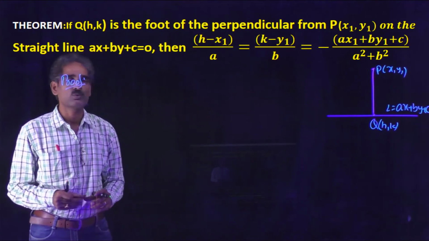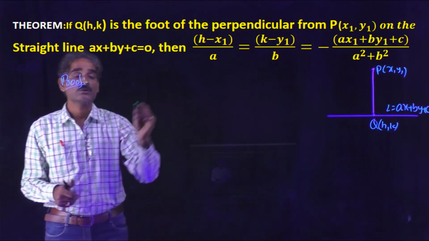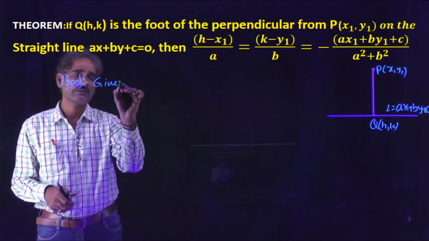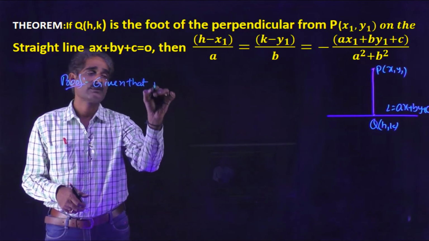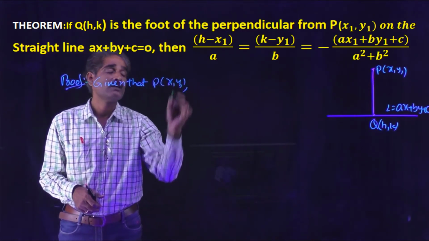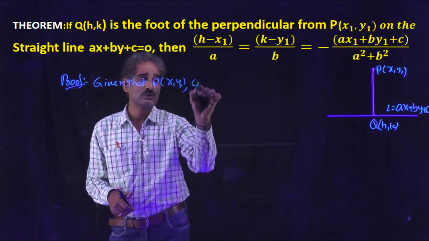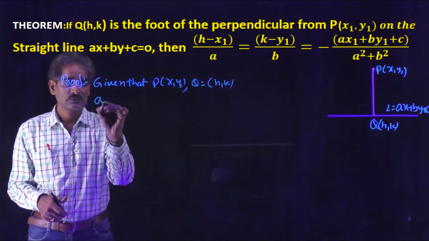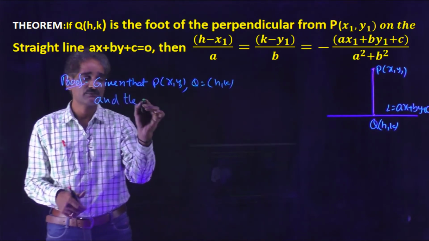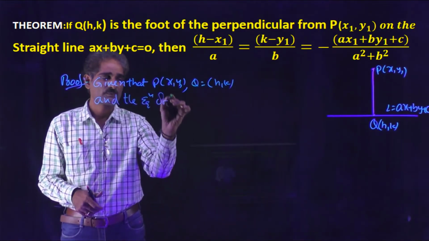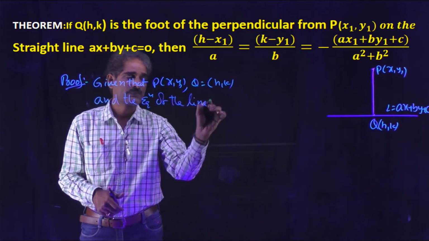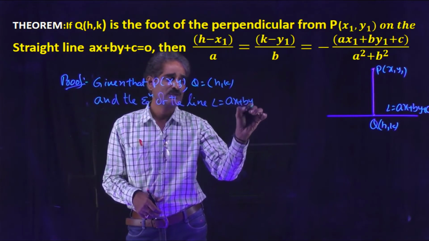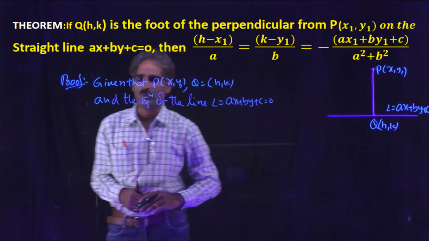So now come to the proof. What is the given data? Given that P(x1, y1) and the foot of the perpendicular from P on the line is Q = (h, k), and the equation of the line, let us take L: ax + by + c = 0.